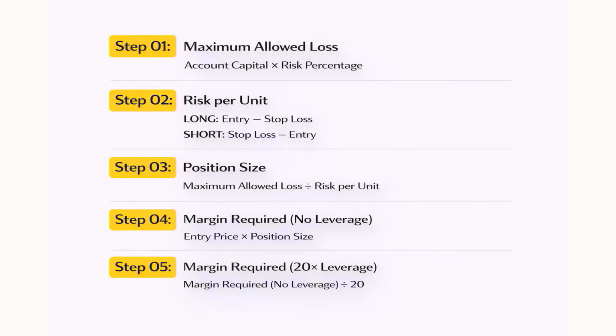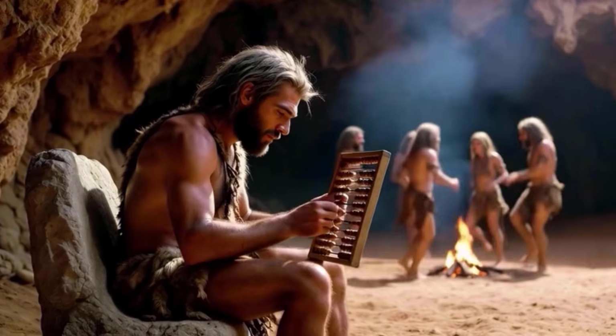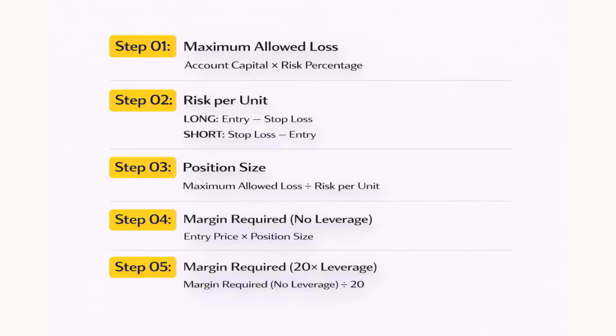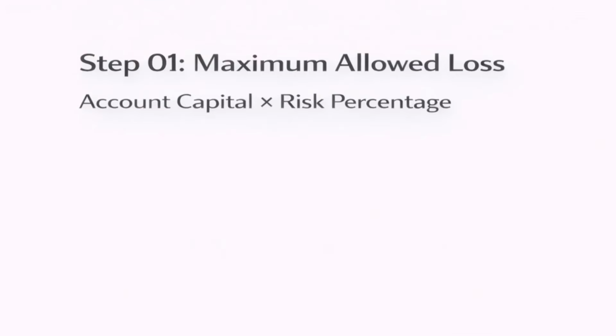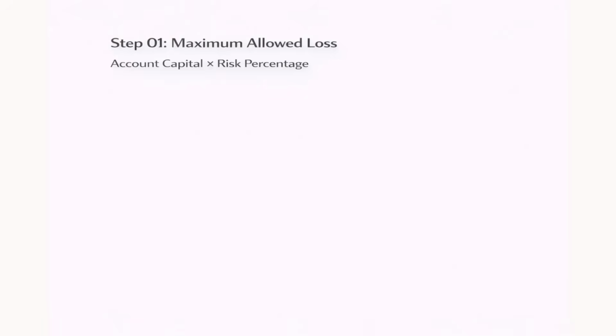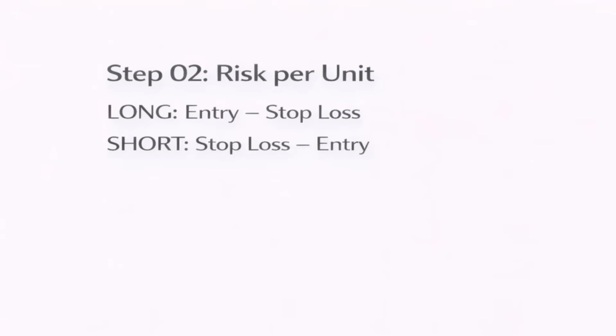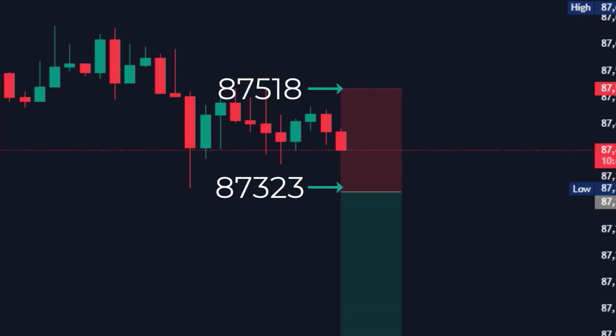Now, pause this video and try to do these calculations by yourself. Okay, I hope you did all the calculations. Now, I'm going to do them here so you can compare your results with mine. Let's start by finding the maximum allowed loss. Just like the previous examples, our capital is $1,000 and the risk is 2%. So, 1,000 multiplied by 0.02 equals $20. Next, we find the risk per unit.